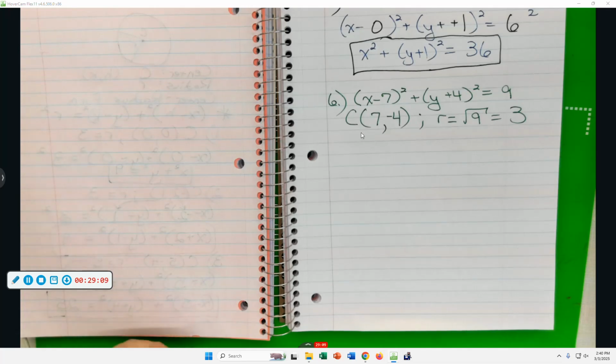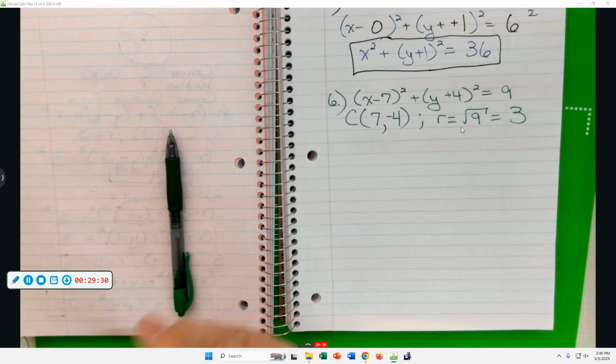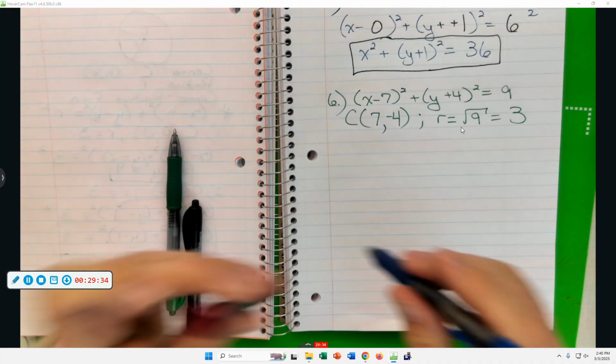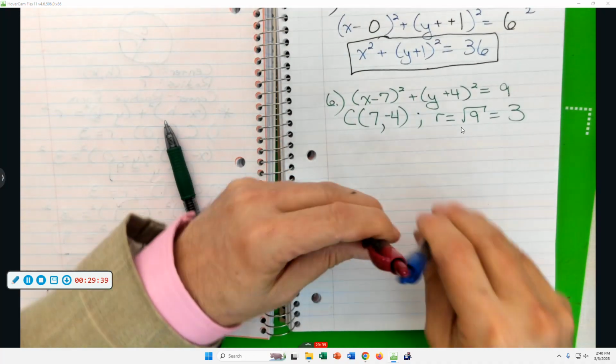Is it clear why we're finding the center and radius? How do you graph a circle? You need to know the center and then use the radius to find another point on the circle. Remember those little pencil compasses with a sharp point on one side? You put the sharp point down at the center, you move over 3 places, 1, 2, 3, and then you draw it, sweeping it around.